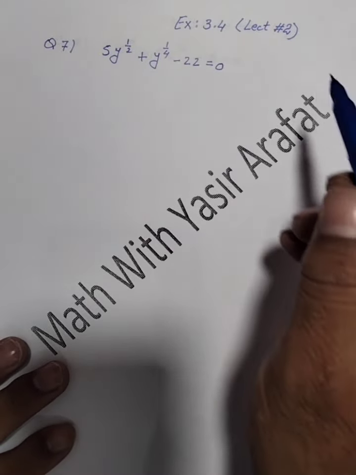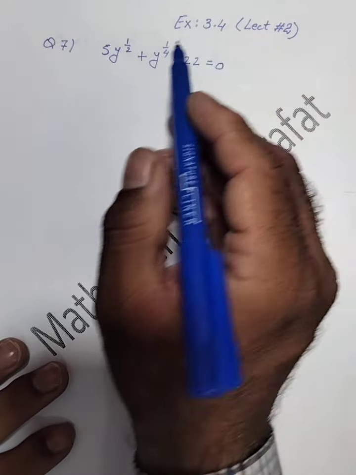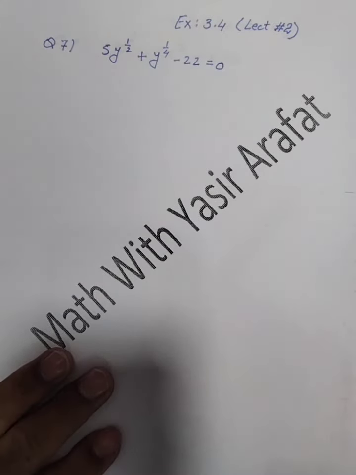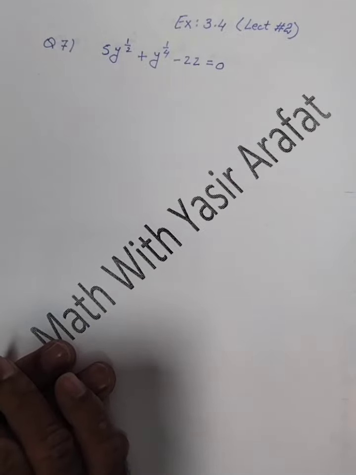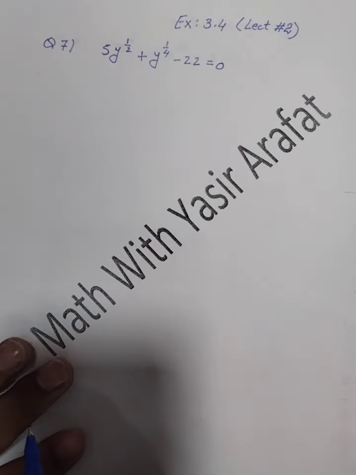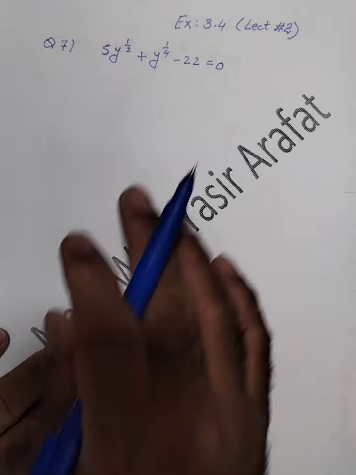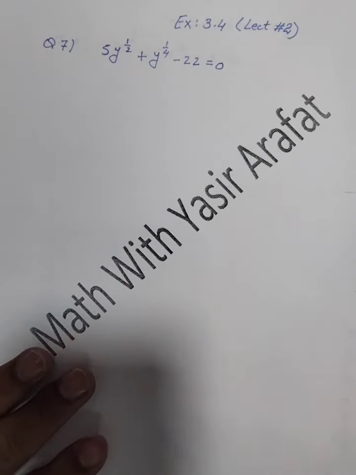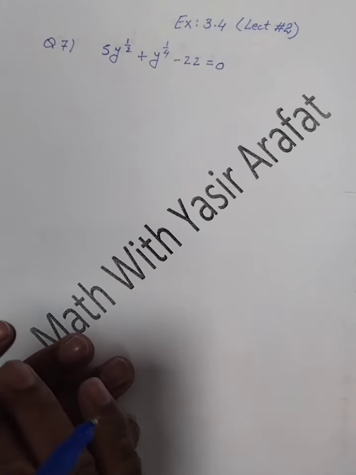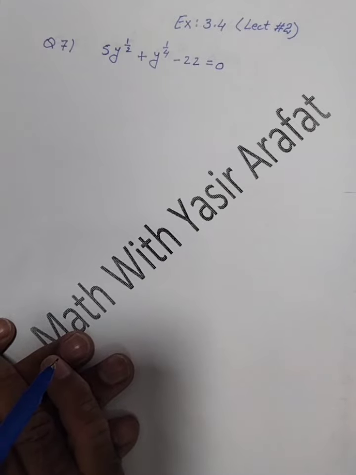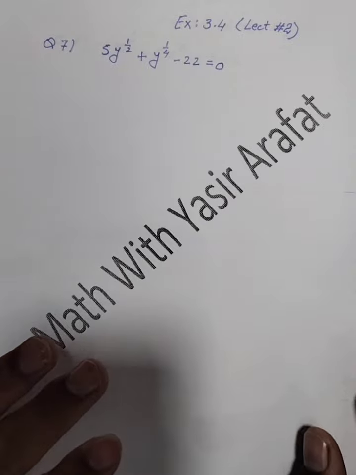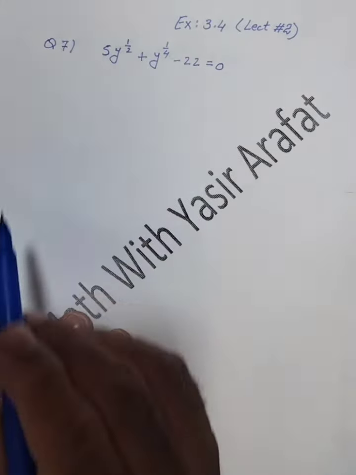We have the second lecture on exercise 3.4. We have to discuss question number 7 and 8. We are going to discuss the second method, how to find the solution of these equations. In my first lecture of the same exercise, we discussed when two fractions are in reciprocal form, and we discussed the method in which we solved 3 or 4 questions. Today we are going to discuss the second method, in which we will discuss question number 7 and 8.